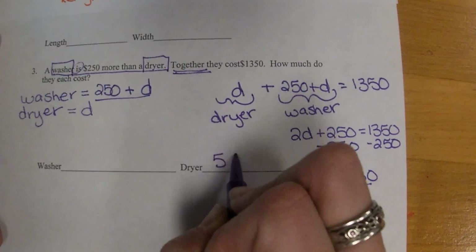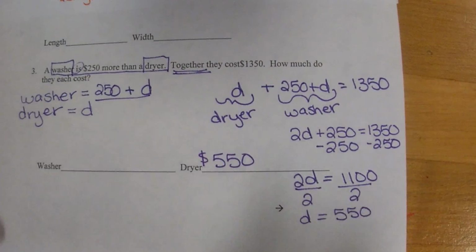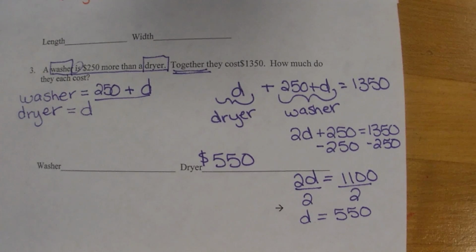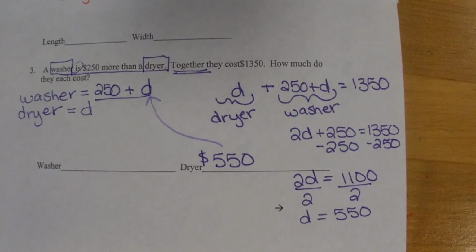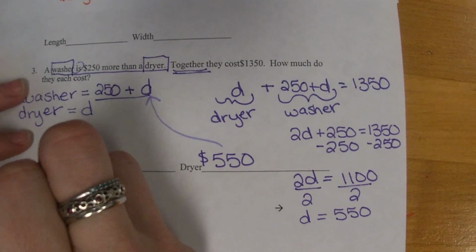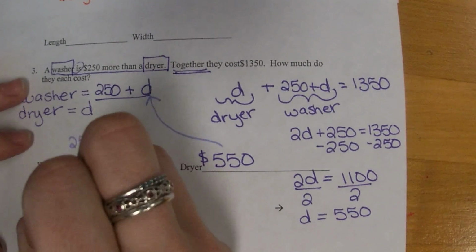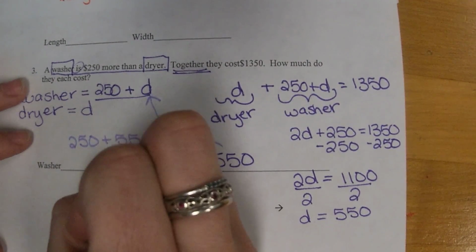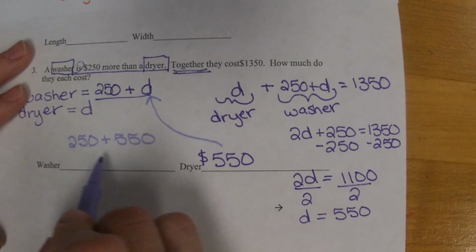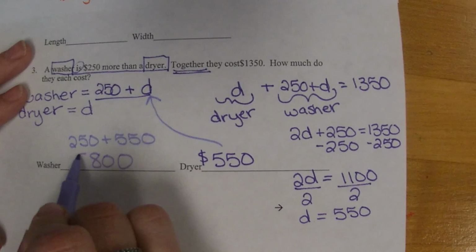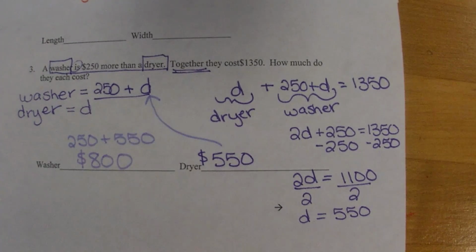So in my dryer blank, I can fill in $550. Now I still need to find the cost of my washer, which I'll do by putting that price in for D. So my washer is going to be the $250 plus the $550. So $500, $700, $800. So my washer will cost $800.